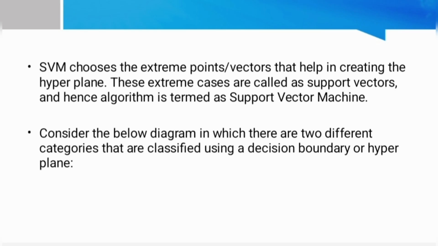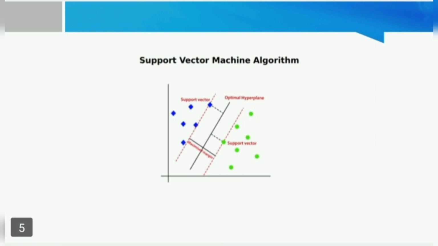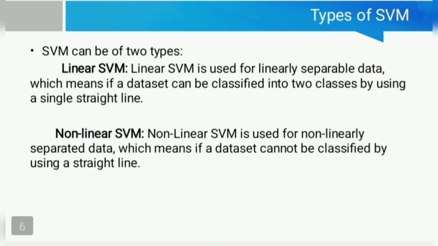SVM chooses the extreme points or vectors that help in creating the hyperplane. These extreme cases are called support vectors, and hence the algorithm is termed support vector machine. Consider the below diagram in which there are two different categories that are classified using a decision boundary or hyperplane. SVM can be of two types: linear SVM and non-linear SVM.